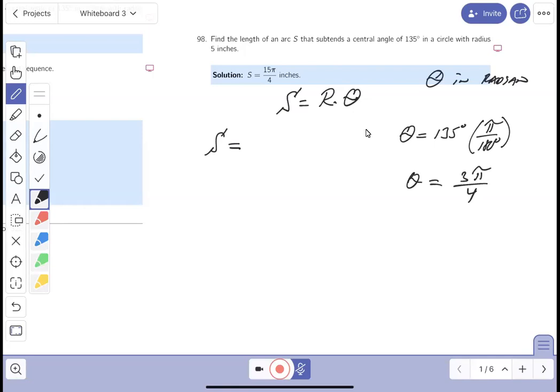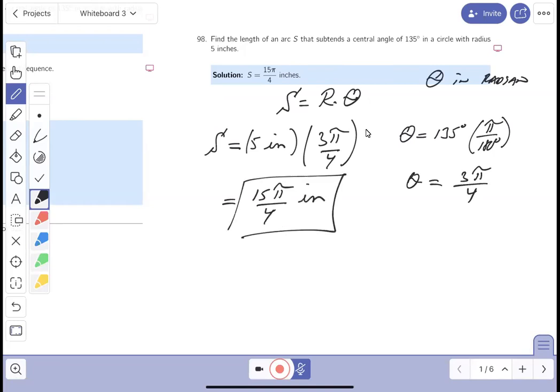All right, what's R? R is 5 inches. So 5 inches, that's R. Theta must be in radian. That's 3 pi over 4. And what would this give me? 15 pi over 4 inches.